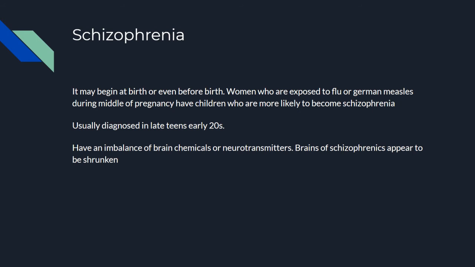The brains of schizophrenics appear to be shrunk. So if you have your book, on page 533, there is a picture of a normal brain and a schizophrenic brain. The schizophrenic brain may not be able to create new neurons to replace the old ones that have died.